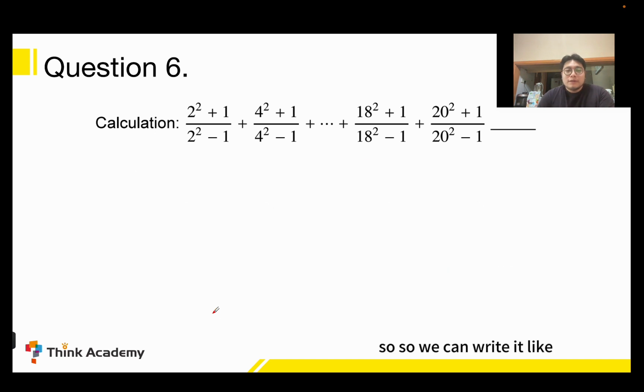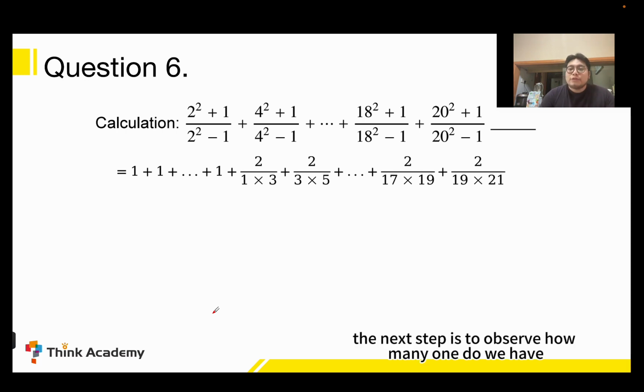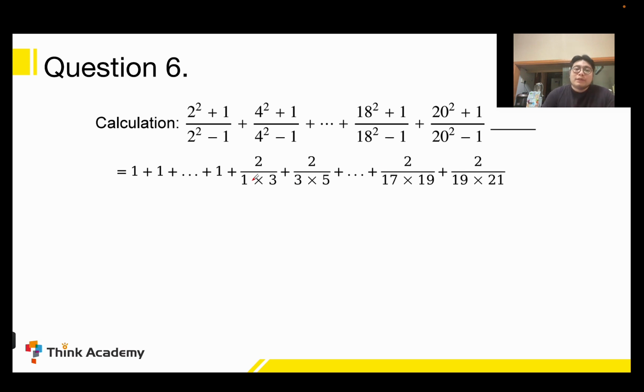Okay, so we can write it like 1 plus 1 plus and so on, plus 2 over 1 times 3 plus 2 over 3 times 5 plus and so on, plus 2 over 17 times 19, and plus 2 over 19 times 21. Okay, the next step is to observe how many 1s we have. So remember, 1 plus 1 fraction as a group.